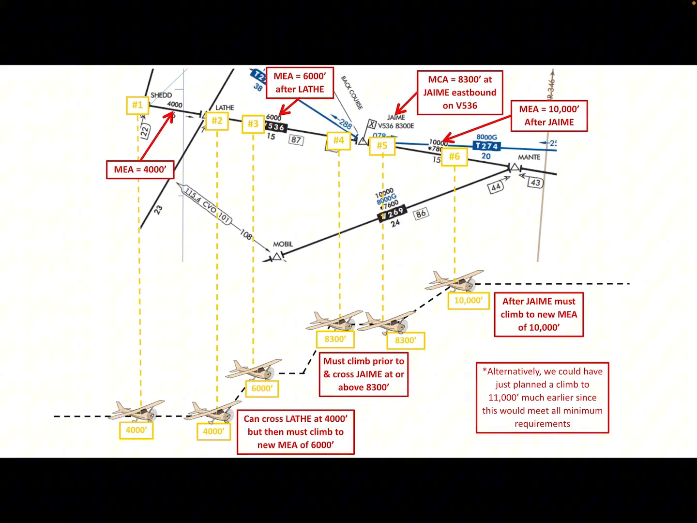Now, alternatively, we could have just planned from the very beginning, back at position 1, to go up to 11,000 feet, and that would have met all these requirements along the way. So that's some of the planning you want to do when traveling along an IFR route: look at these minimum altitudes, and plan ahead what altitude you want to be at. Now, this is also where ATC comes in handy, and they can help you do this along your flight.